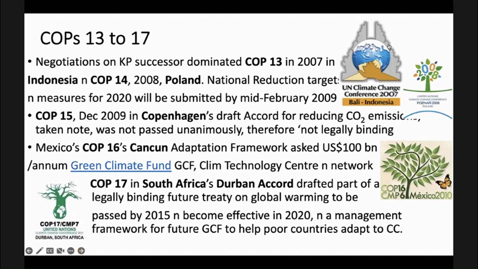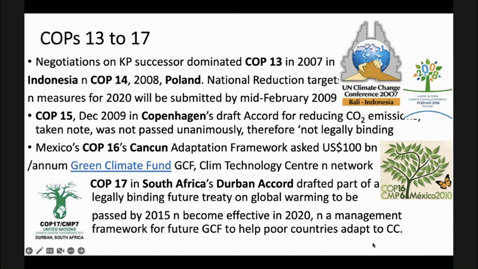COP13 and 14, that's in Indonesia and Poland, were dominated by KP successor negotiations. But national reduction targets for 2020 were identified and were to be submitted by mid-February of 2009. COP15 in Copenhagen was ambitious in attempting to reduce CO2 emissions, but unfortunately could not be passed unanimously. Mexico's COP16 created a Cancun adaptation framework, asked for 100 billion per annum per year for the Green Climate Fund, and created a climate technology center and network.